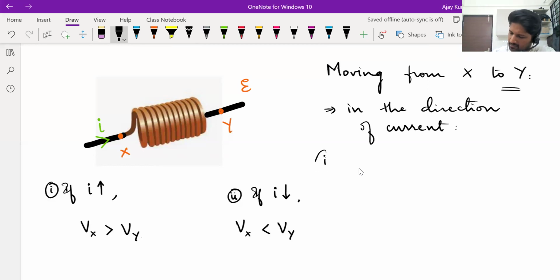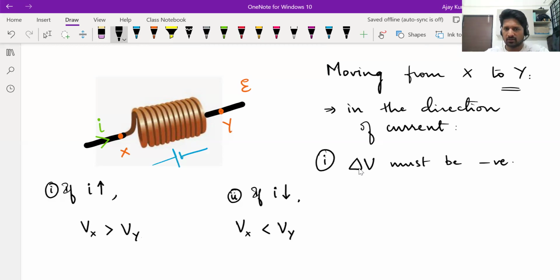First case means current is increasing. Suppose current is increasing. If you are going from X to Y, you know potential at X is more than potential at Y. If current is increasing, the induced EMF will be this way. So you are going from high potential to low potential. Then the change in potential must be negative. Isn't it? You are going from the side of high potential to the side of low potential. That high and low is created by the induced EMF. So the change in potential must be negative.